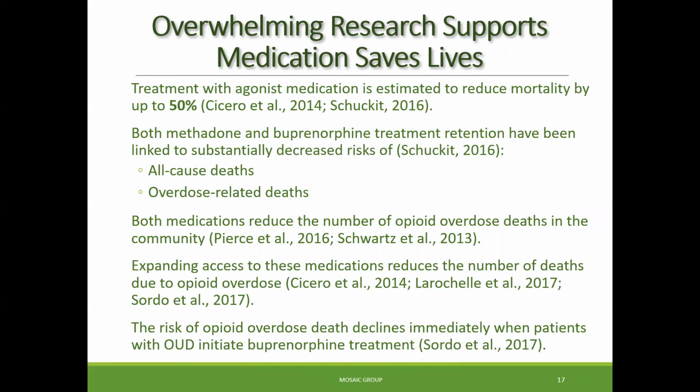There is a great deal of research and science that supports medication-assisted treatment for opioid use disorders. This research supports that medication for opioid use disorders does save lives. It has been found that medication, like buprenorphine, is estimated to reduce mortality by up to 50%. It has been linked to reduced risk of overdose-related deaths, and the risk of opioid overdose death declines immediately when patients with opioid use disorders are initiated with buprenorphine treatment.